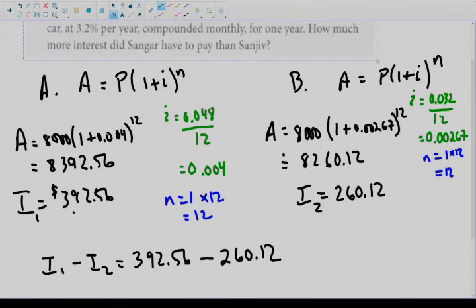So 392.56 minus 260.12 equals 132.44. So Sangar is paying $132.44 more interest than Sanjiv. And because this is a word problem, you technically should have a sentence, but we're just correcting homework here. So make sure if you've got word problems on an assignment or something that you write a sentence there.